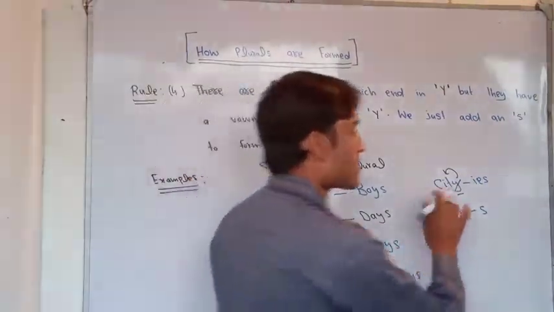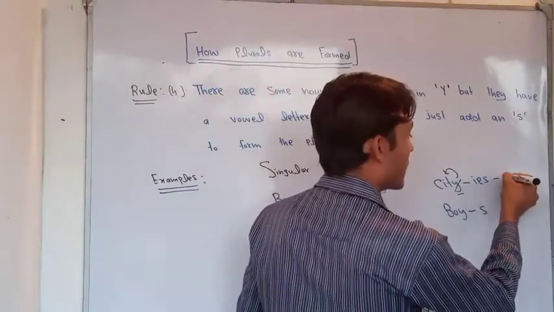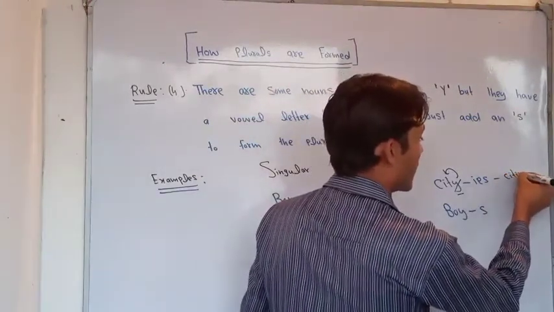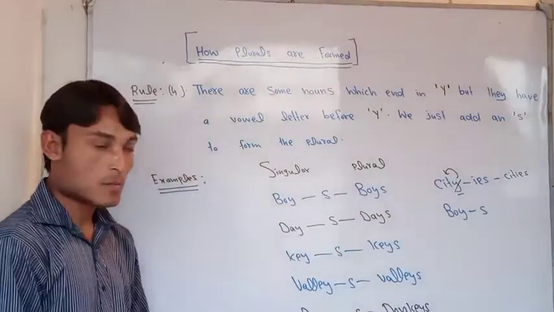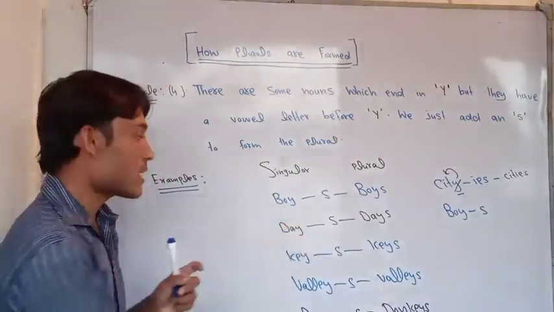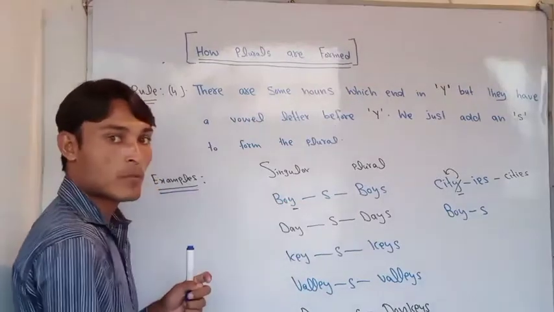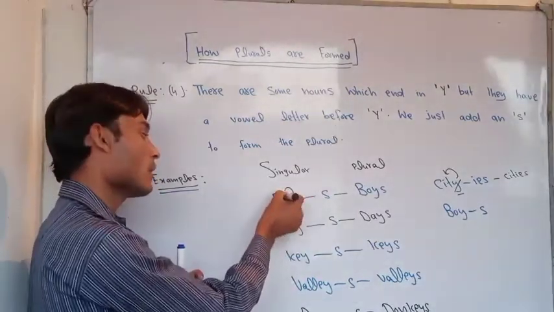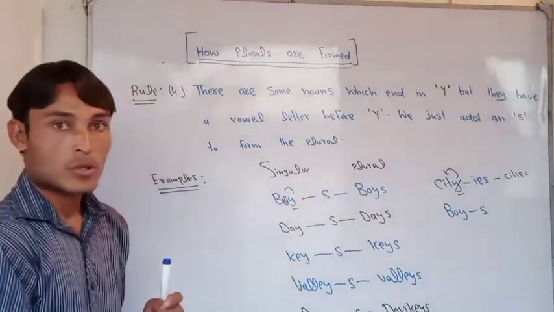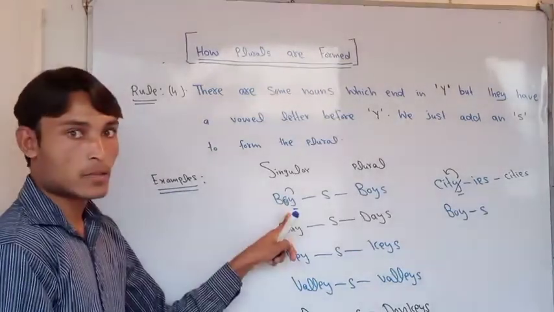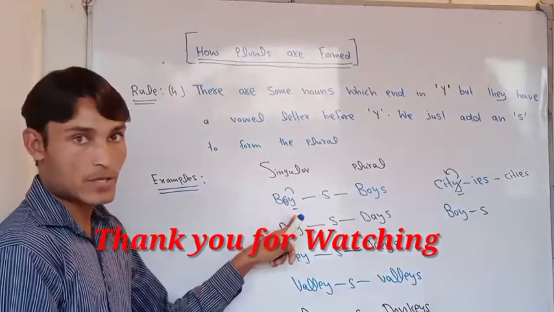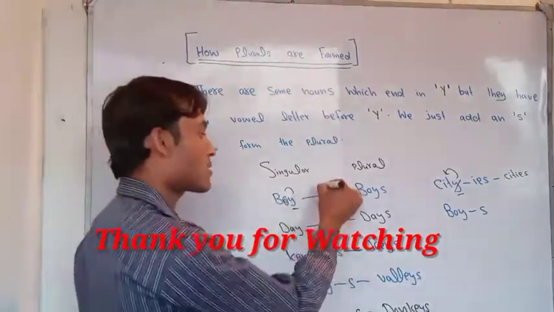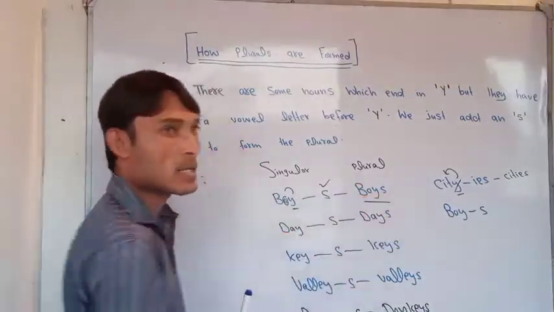For example, cities. I erase it here and write cities, C-I-T-I-E-S. But if you look at these cases, like boy, it does end in y, and before the y we have the vowel o. If we have a vowel letter, then we cannot remove y and add ies. We will simply add s to convert to plural form, that is called boys.